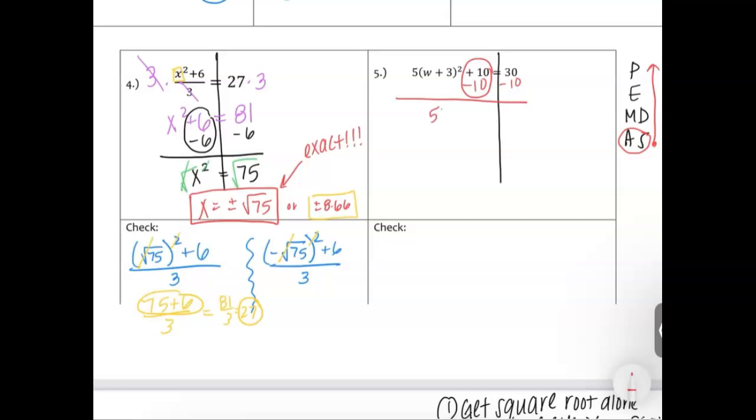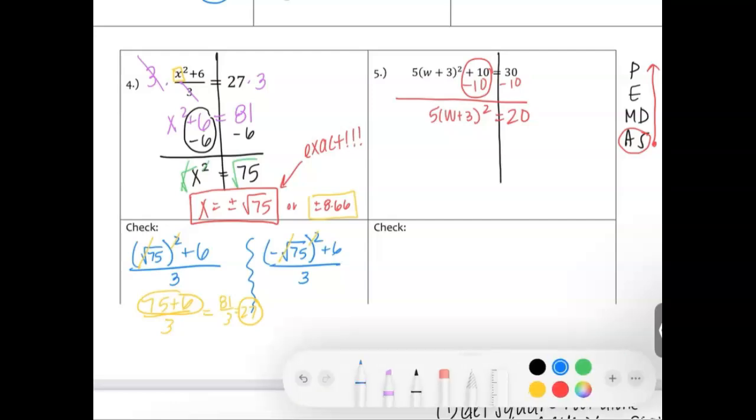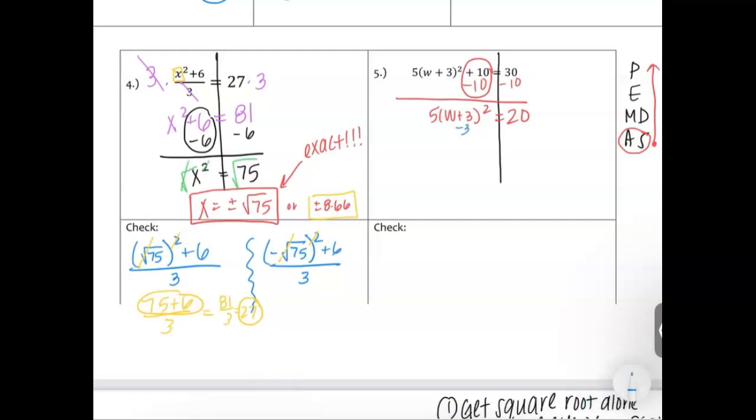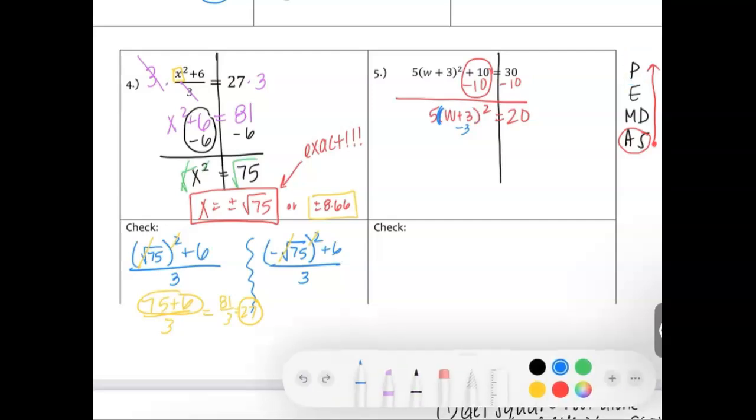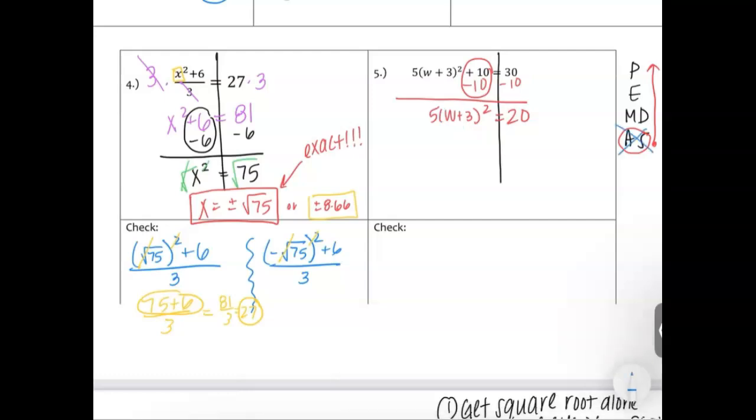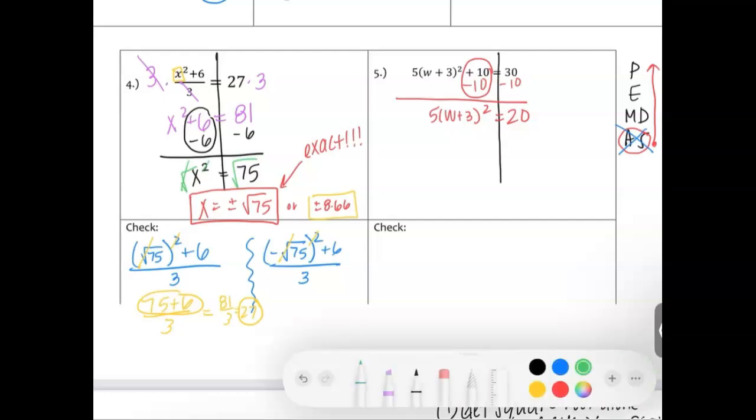So we bring down our 5 times (w plus 3) squared, and now it equals 20. Now it's really tempting to want to subtract 3 because you're like, well, we're doing addition and subtraction. But notice that it's in parentheses. So that's actually this last step. We will focus on what's in the parentheses. So for now, we just know we have taken care of all the addition and subtraction outside of that squared thing.